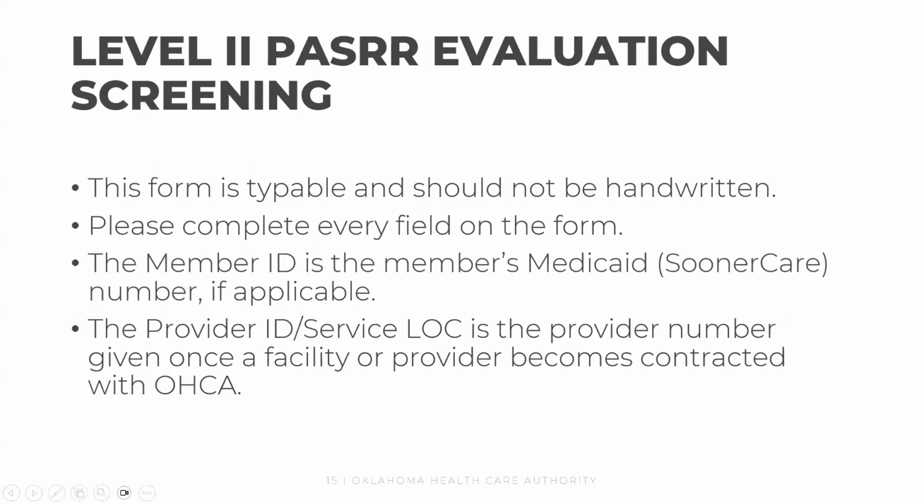All right. So the level two PASSR evaluation screening, it's typable. It should not be handwritten. So we want them to all be typed. We want you to complete every field on the form. The member ID is the member's Medicaid or Sooner Care number. That's if they have Medicaid. If they're private pay, you wouldn't have that number. Also, some people don't have that Medicaid number, and if you don't have it, that's okay. That shouldn't prevent you from filling out the form and completing it anyway and sending it in.